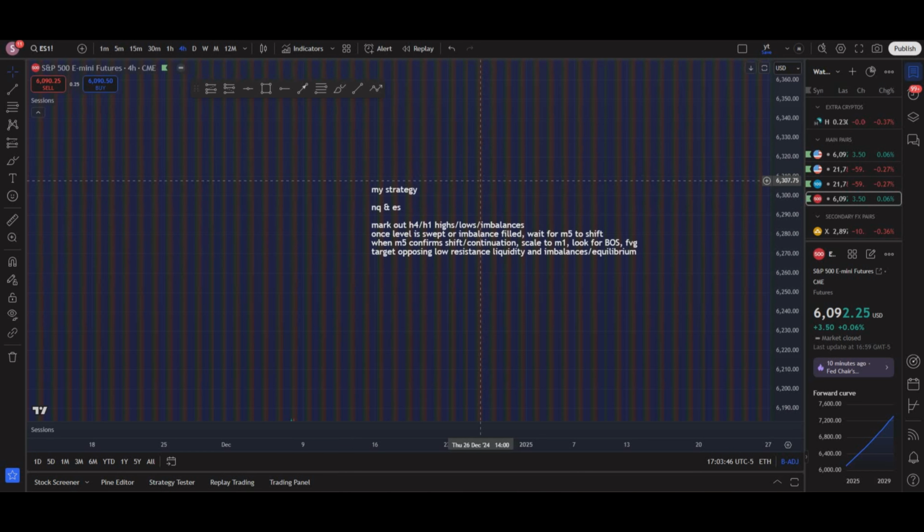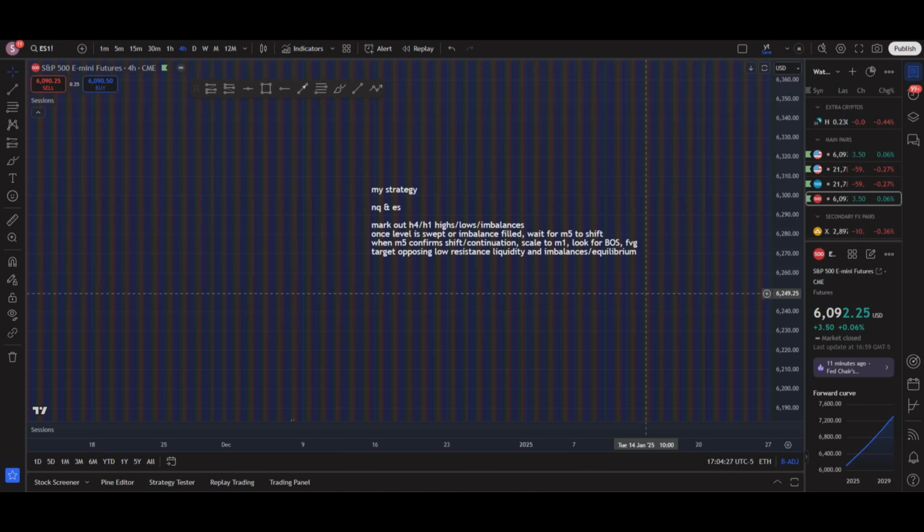Then once a level is either swept, so either a high gets swept, a low gets swept, or an imbalance, a bullish or bearish imbalance, gets filled, you scale down to the 5-minute and wait for the 5-minute to shift. You basically want to see the 5-minute order flow shift from bullish to bearish or bearish to bullish. That can be based on invalidations of fair value gaps, retests of fair value gaps, inverse fair value gaps, all that stuff. So when the 5-minute finally confirms a shift and continuation, we scale down to the 1-minute chart. We look for a break of structure, a fill of a fair value gap, and a close in the direction of the trade outside of the fair value gap. And we're targeting the opposing low resistance liquidity and imbalances or equilibrium.